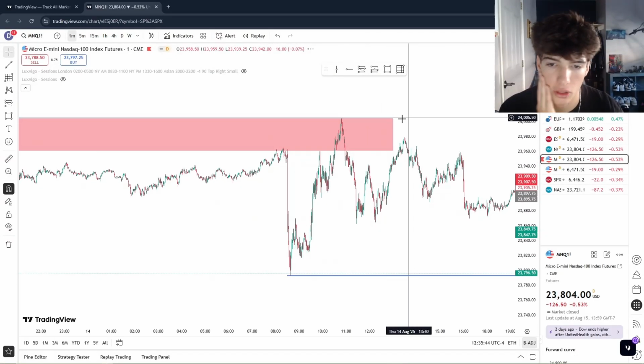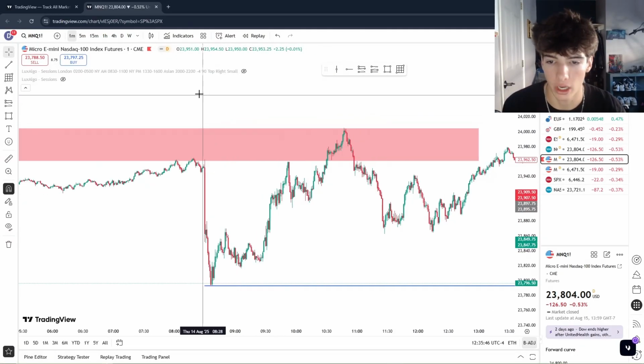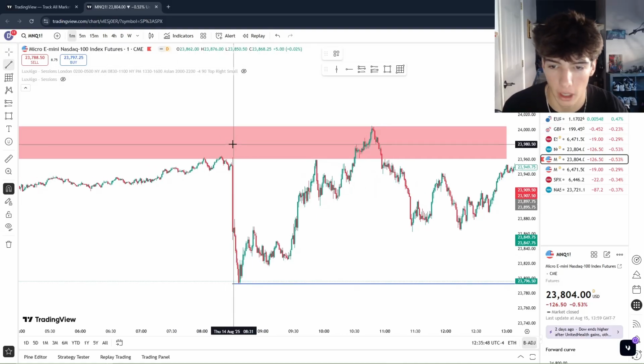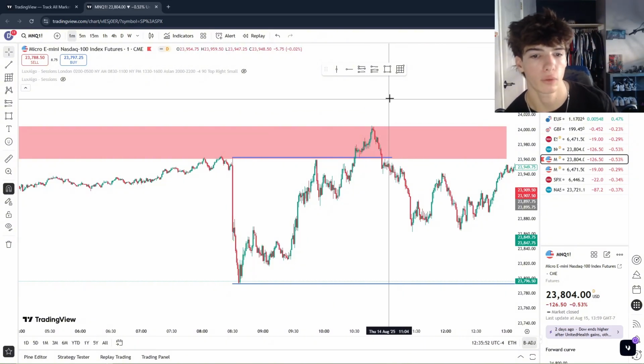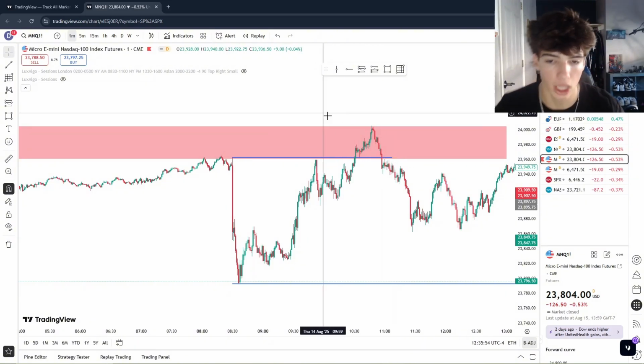All right, so zooming into Thursday's setup right here. At 8:30, we had news. So news goes ahead and puts in a 15-minute range right here. All we want to wait for is one side of this range to get swept and then potentially look for some kind of reversal. So exactly what happened.